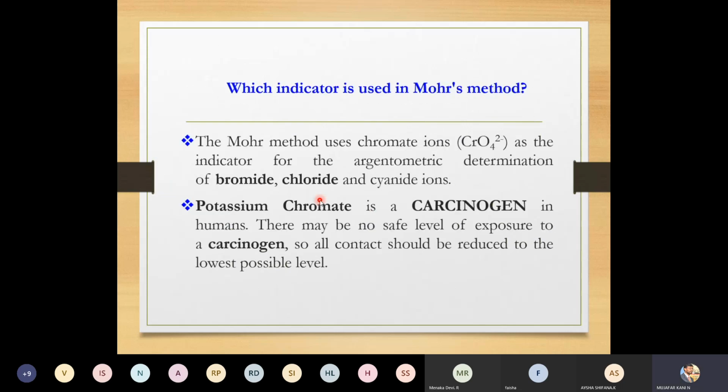Which indicator is used in Mohr's method? The Mohr method uses chromate ions as the indicator for the argentometric determination of bromide, chloride, and cyanide ions. Then, another important point: potassium chromate is a highly carcinogenic agent in humans. There may be no safe level of exposure to a carcinogen, so all contact should be reduced to the lowest possible level.